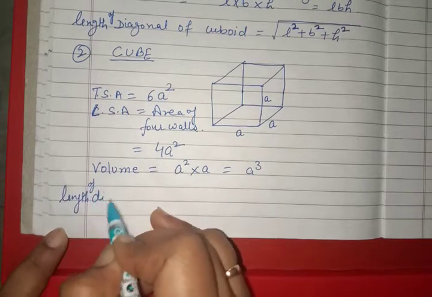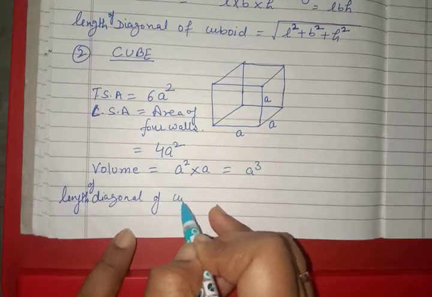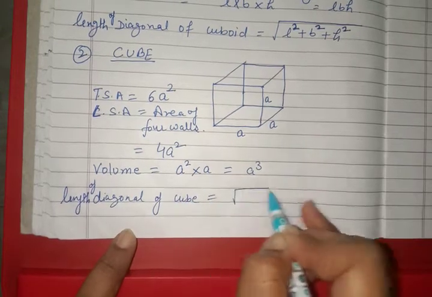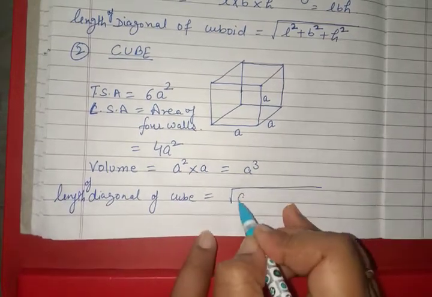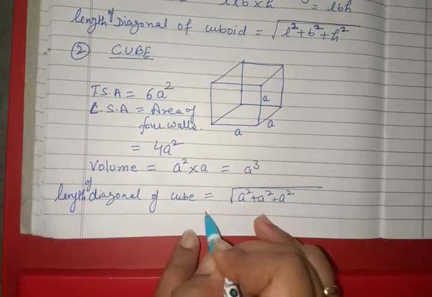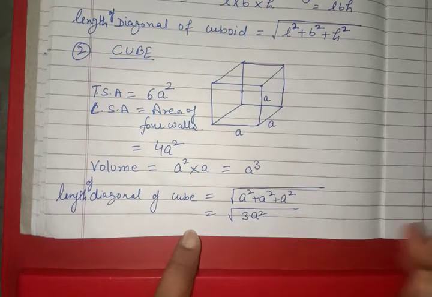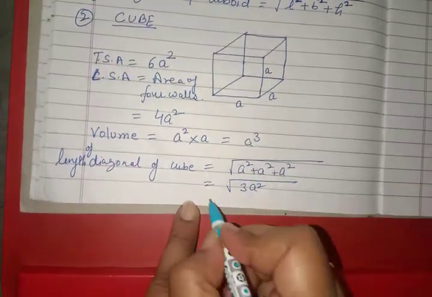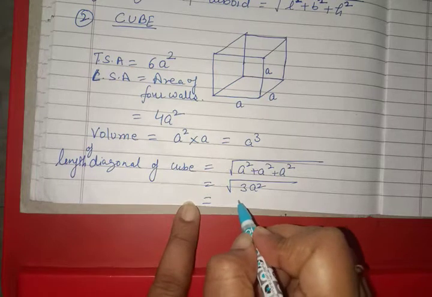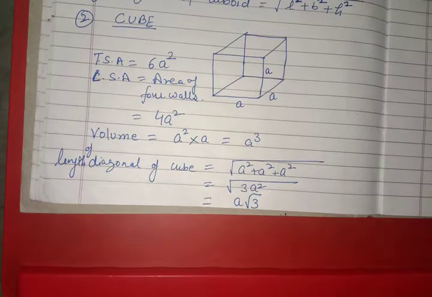And the length of diagonal of cube is equal to square root of A square plus A square plus A square, which we can write as square root of 3A square, because it's a square root symbol. We can take A out, so it will become A root 3. This is the formula for the length of diagonal of cube.